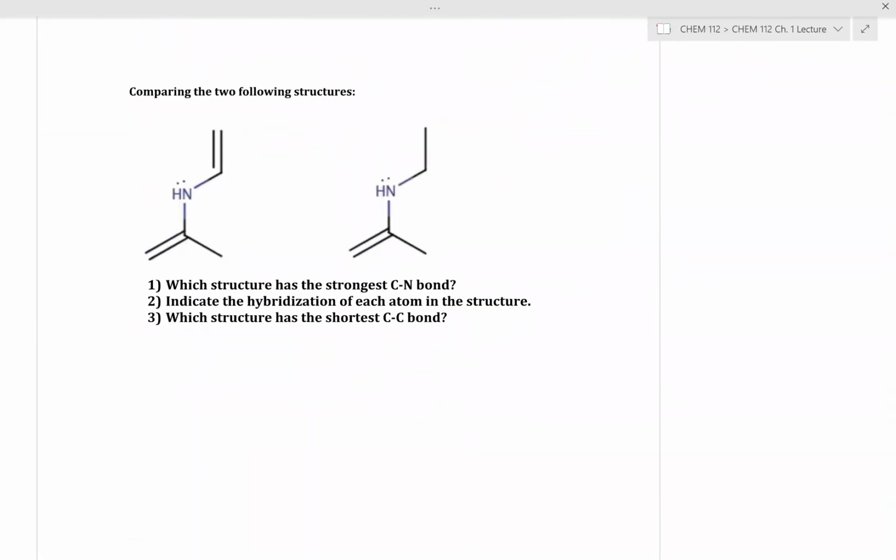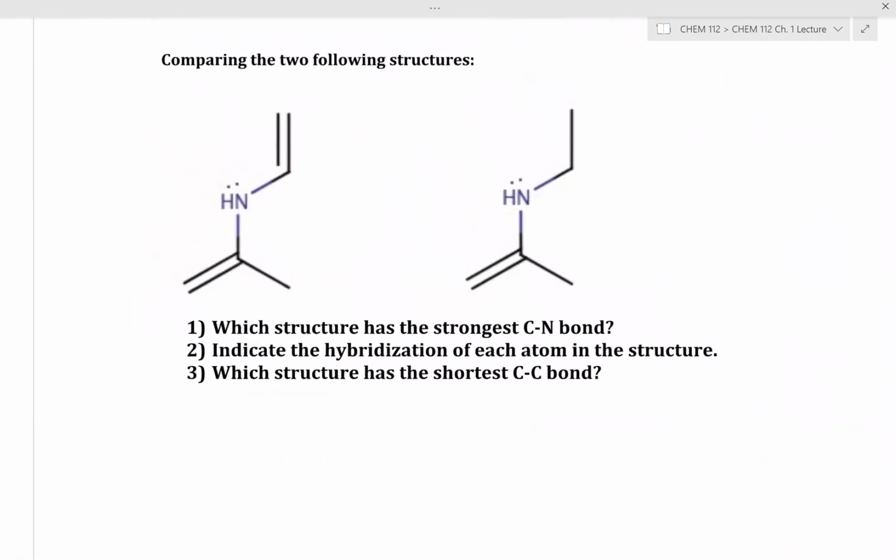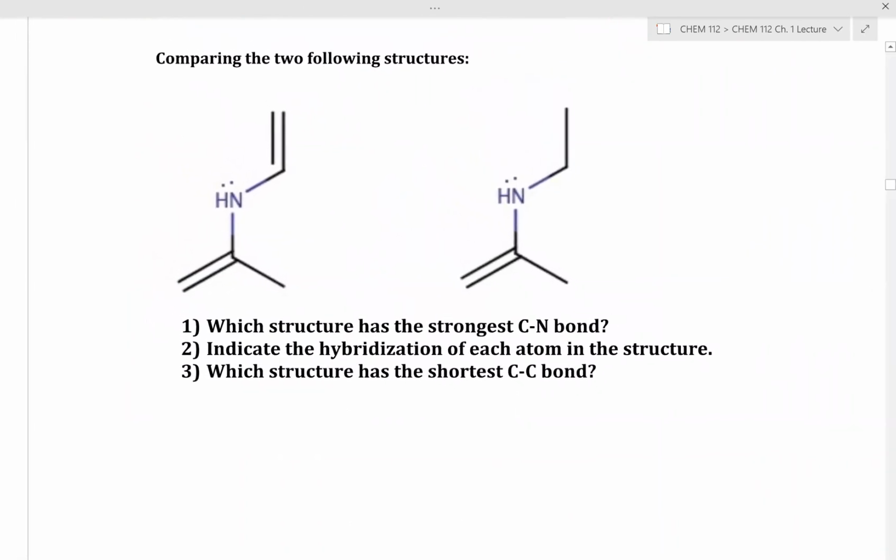And I want us to compare the following two structures. This one is much more manageable in terms of the resonance structures that you'll have to draw. I'd like you to tell me which structure has the strongest carbon-nitrogen bond. And I'd like you to tell me which structure has the shortest carbon-carbon bond.